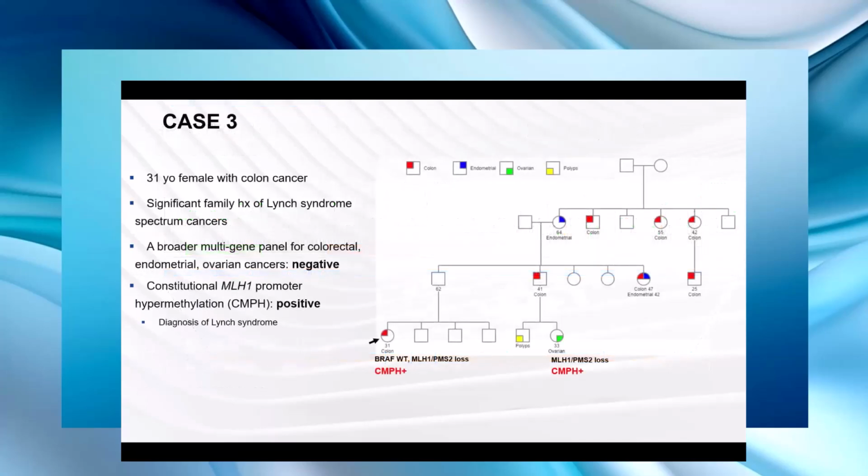Fortunately, there is a test that we can use to detect constitutional MLH1 promoter hypomethylation, and this is what we did for this patient and also her cousin. It turns out they are both positive for constitutional MLH1 promoter hypomethylation. So this actually helps establish Lynch syndrome in this family.